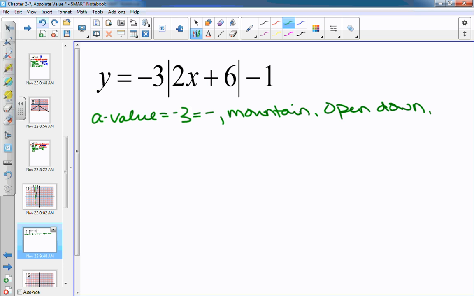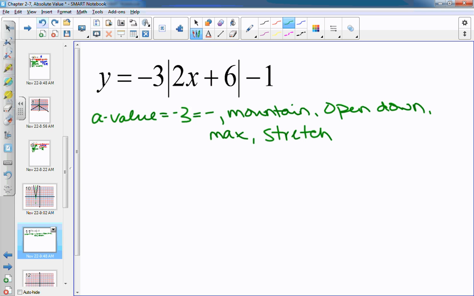Do I have a max or a min? I have a max. And is it stretched or compressed? Stretched. Why is it stretched? Because it's a number larger than 1. It's a number larger than 1. Y'all with me?